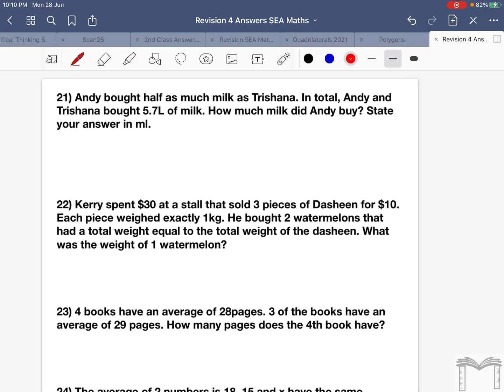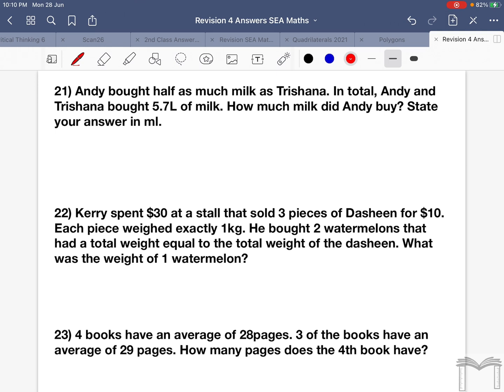Number 21. Andy bought half as much milk as Trishana. In total, Andy and Trishana bought 5.7 liters of milk. How much milk did Andy buy? So who bought less? Was it Andy or Trishana? Andy, because Andy bought half as much as Trishana.